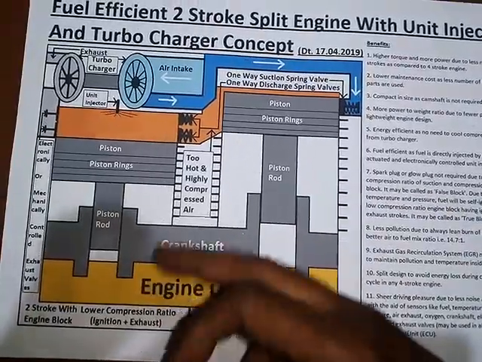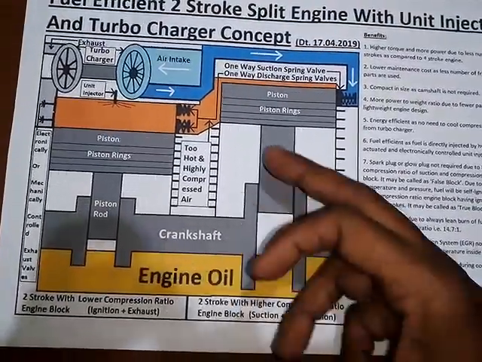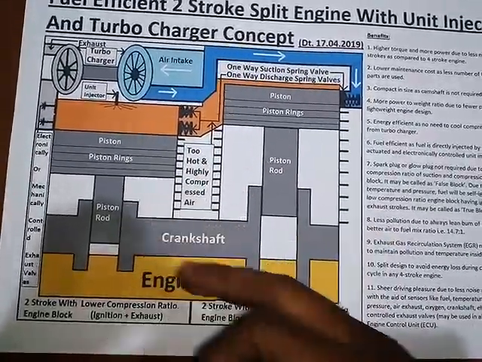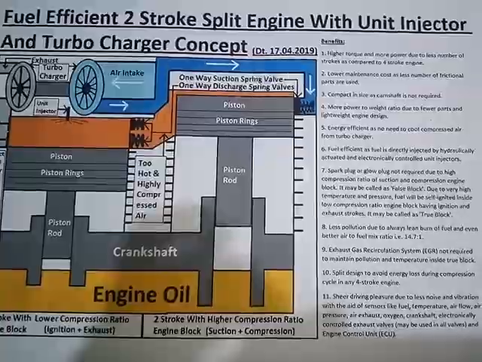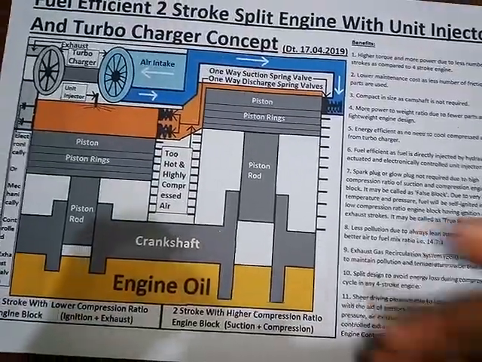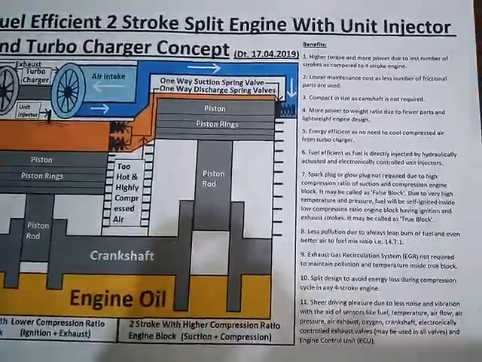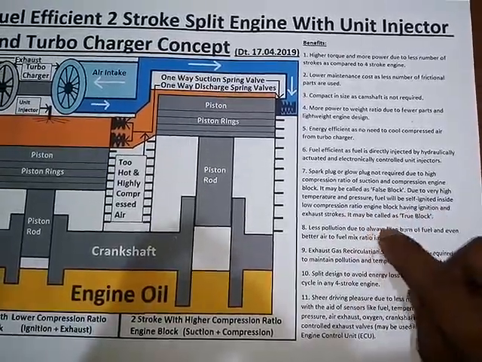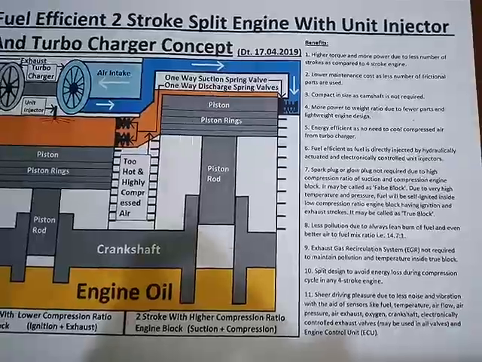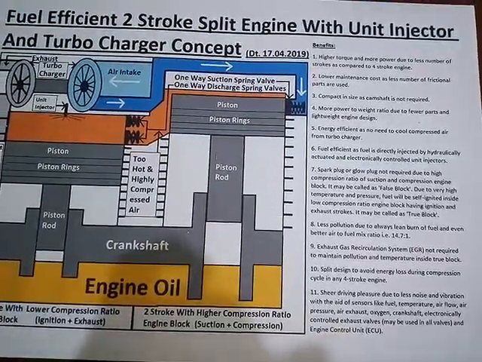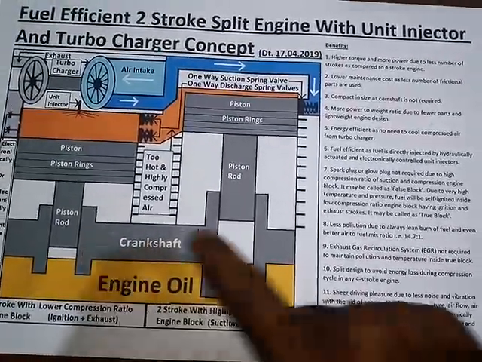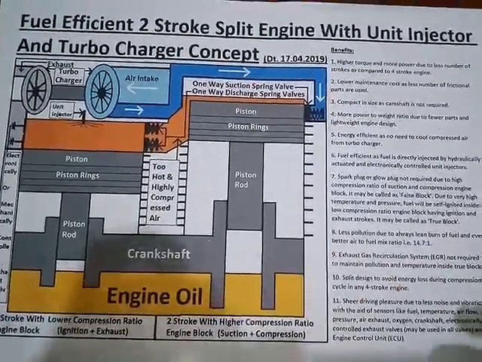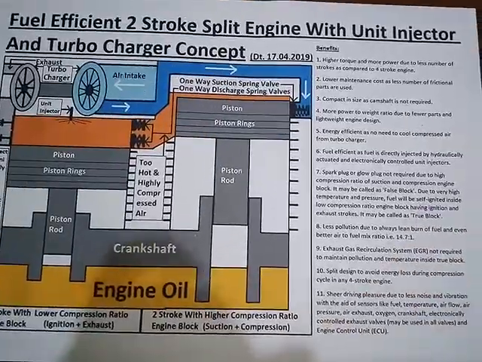But in this case, we require a lower compression ratio engine because the air is already compressed. We are getting the air in already compressed form, so there is no need to compress that same air again. Due to very high temperature and pressure, fuel will self ignite inside the low compression ratio engine block having the ignition and exhaust stroke. It may be called the true block. So this one is the true block and this one is the false block. So we can call it a true and false split two stroke engine.